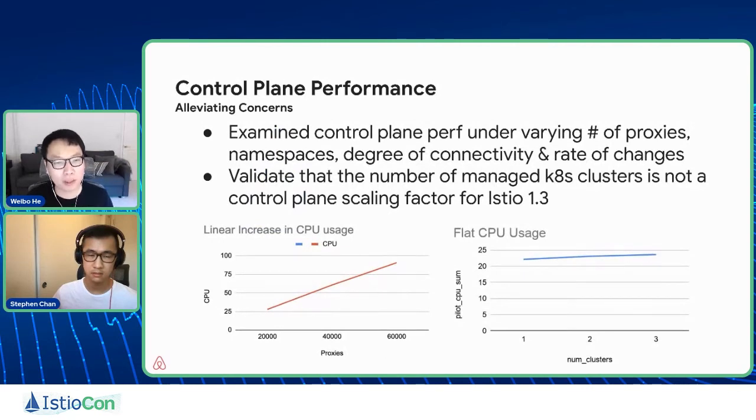Istio improved a lot in performance since the 1.1 release. In Q4 2019, to verify these improvements, we performed a large-scale control plane evaluation on Istio 1.3 with multiple Kubernetes clusters and up to 60,000 connected proxies. The results established our confidence in Istio being able to handle the scale Airbnb needs.